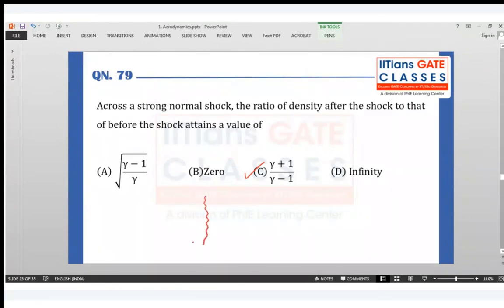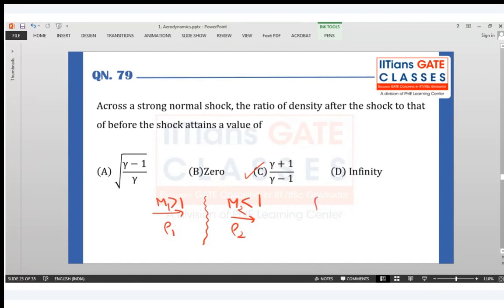So what they're trying to say is, there's a normal shock, and you know that the flow before the normal shock is always supersonic and flow after the normal shock is always subsonic. Please remember that. Then the density rho 1 here and rho 2 here.